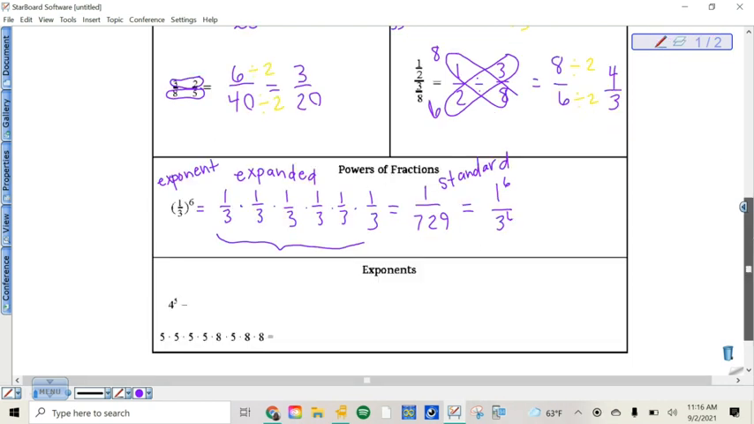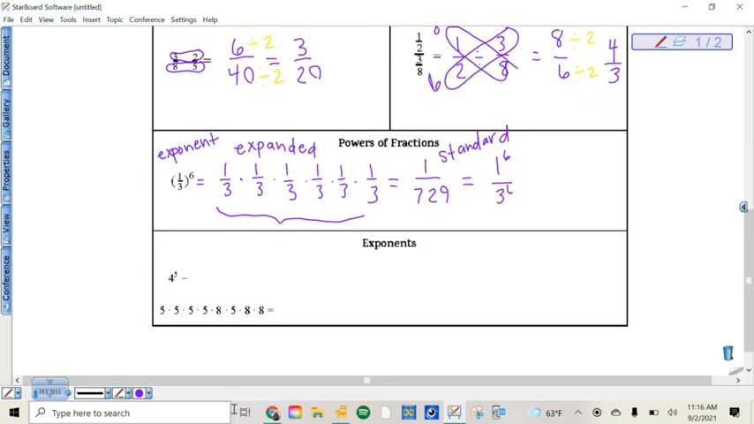Okay. And one more, let's talk about the exponents again. So we've got 4 to the 5th. How do I write that in expanded form? 4 times 4 times 4 times 4 times 4. And if I wanted to put this in my calculator, would I have to type in 4 times 4 times 4 times 4 times 4? Do the caret and then put the exponent.